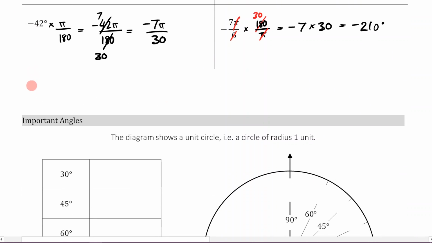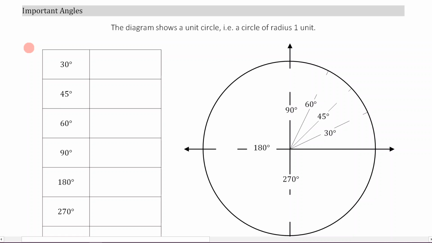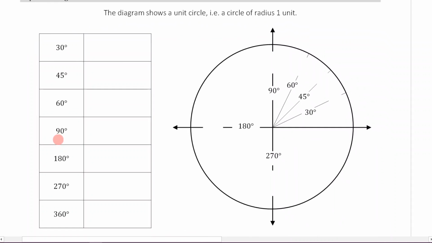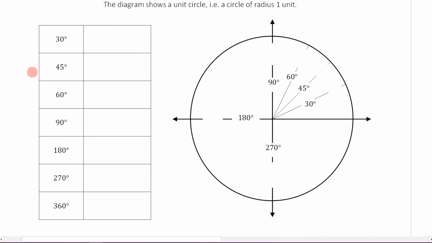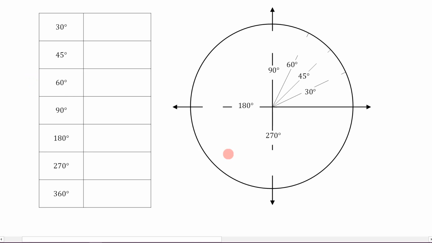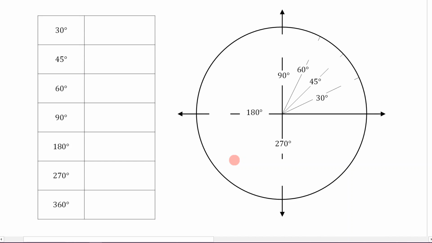All right, so let's now come here and let's talk about some important angles. These are angles that you just need to memorize, and I'm going to be showing you how they fit into our unit circle here. So the diagram shows a unit circle, i.e. a circle of radius of 1 unit, and these are things that are just going to come up over and over again. So these are very important angles that you need to know.